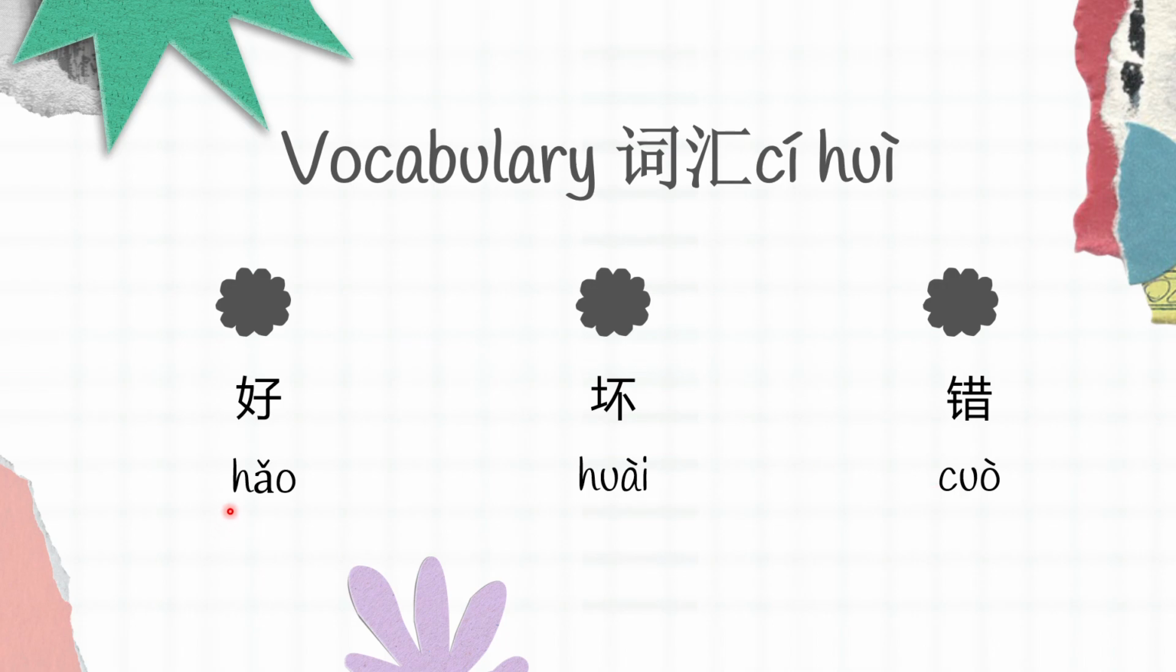So the meaning of 好 is good, and in contrast, 坏 is bad. And 错 here is wrong. So in previous slide, we have 对 with the meaning of right, while 错 here is wrong.